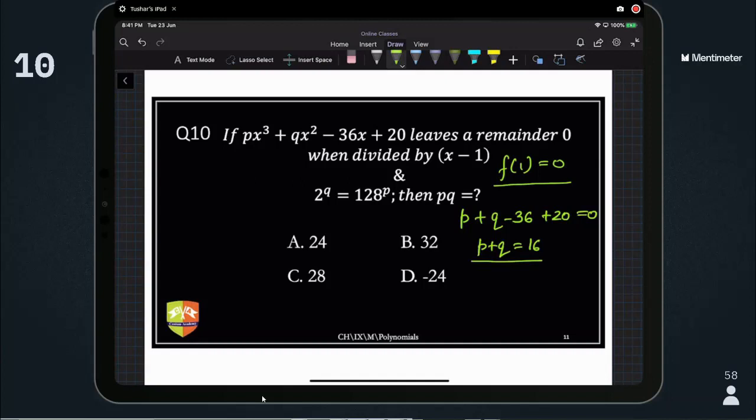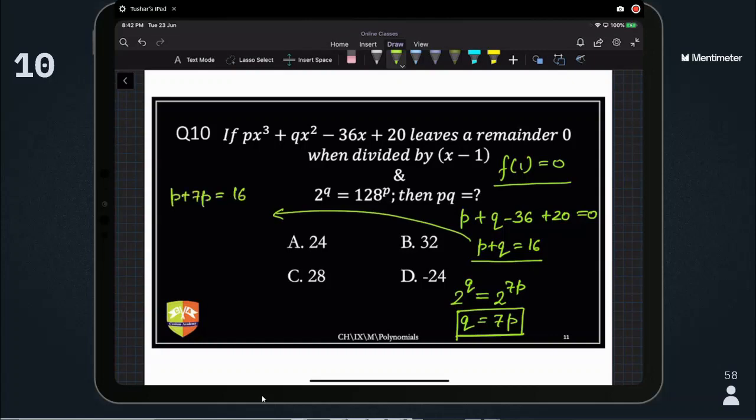Also, 2 to the power q, so exponent revision. 2 to the power q is 128p. 128p means 2 to the power 7p. Right? So hence, q is equal to 7p. Now, if q is equal to 7p, you can substitute it in this equation and write p plus 7p is equal to 16. So 8p is equal to 16. That means p is equal to 2.